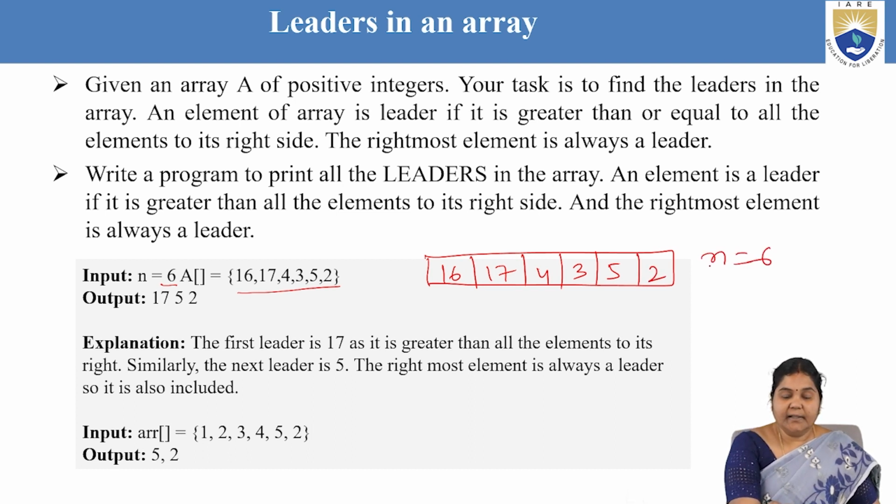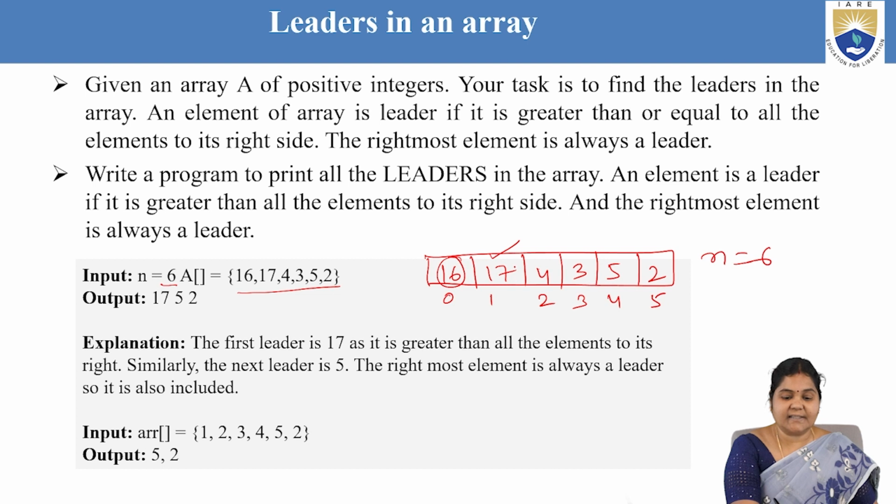Now, I have to traverse the array always from left to right. If I take the element 16, then I have to check whether any other element towards its right is bigger than that. If no other element is bigger than 16, then 16 will be a leader. But in this case, the next immediate element is 17, which is bigger than 16. So, 16 cannot be a leader.